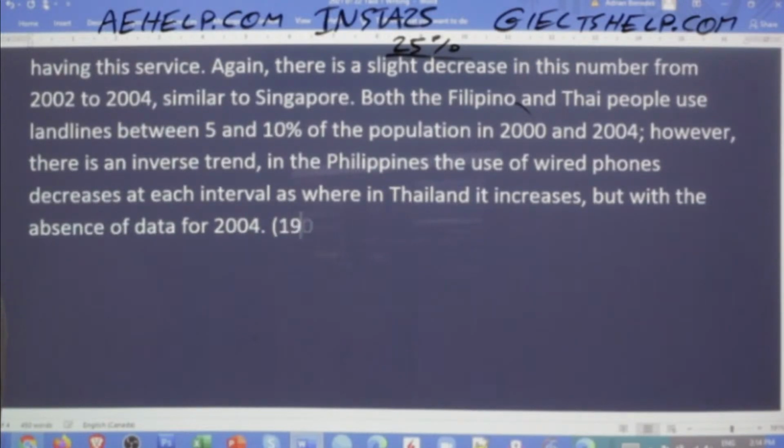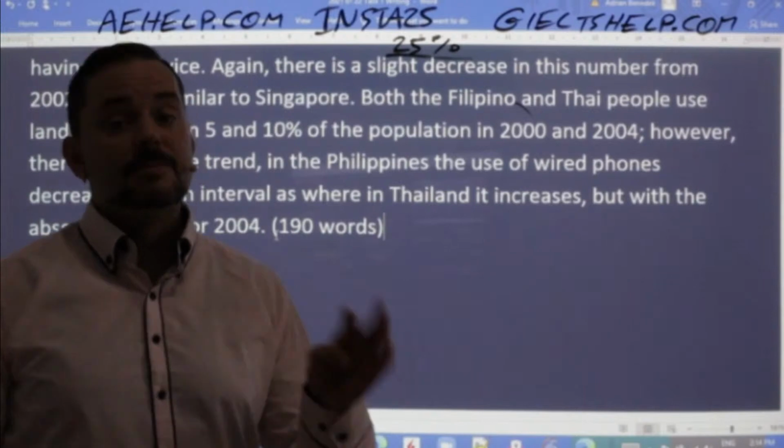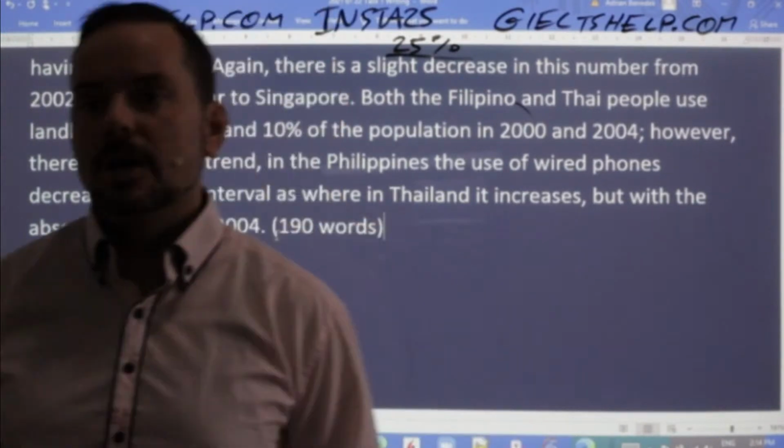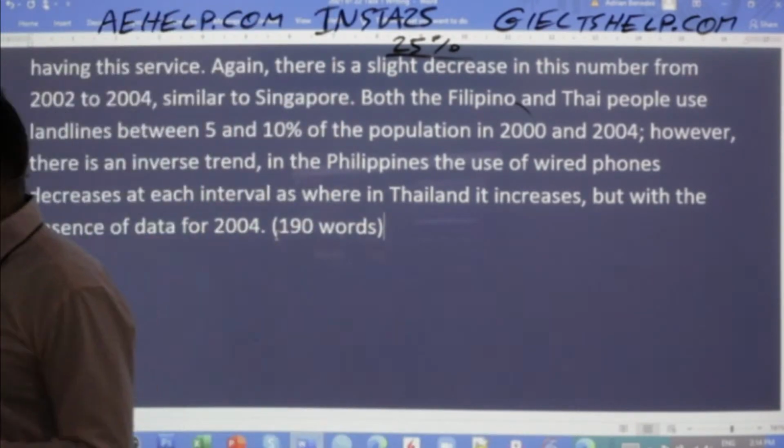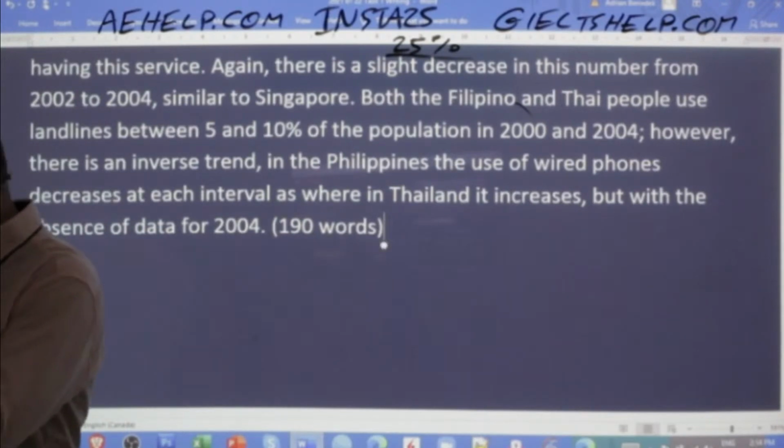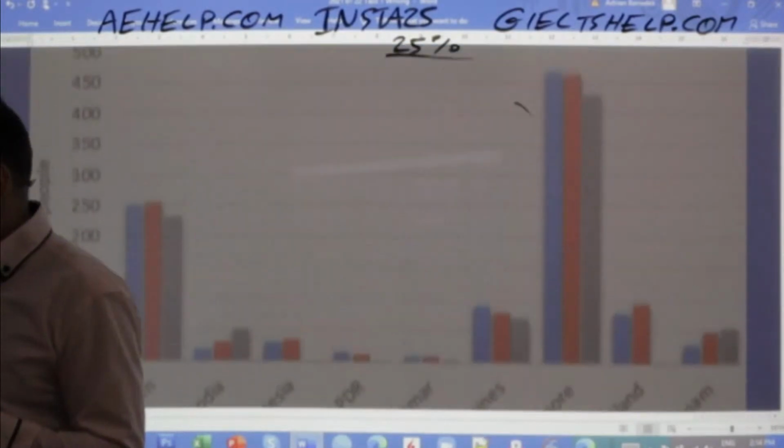Now remember that Band 9 essays are closer to 200 words. It's minimum. The task says minimum 150 words. If you're doing TOEFL, it's minimum 200 words for task 1. So be careful. I'm at about 190, so I want to kind of wrap this up, okay?